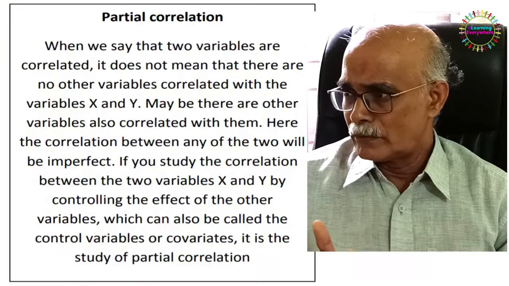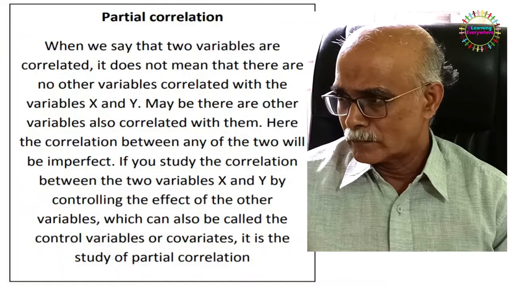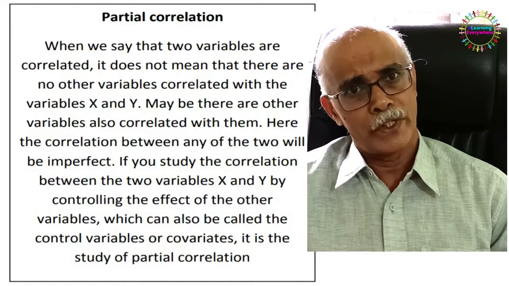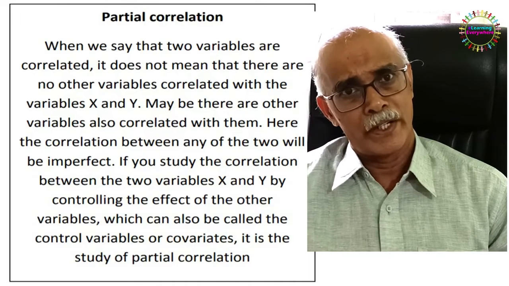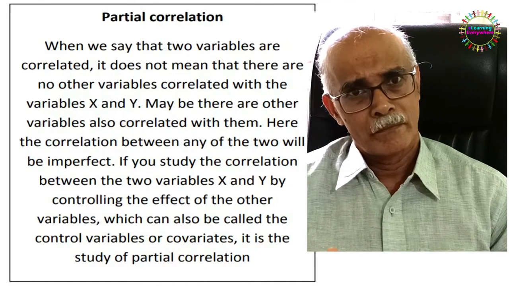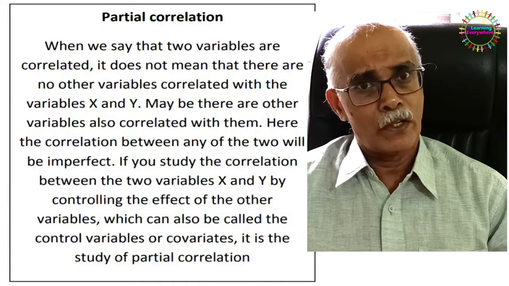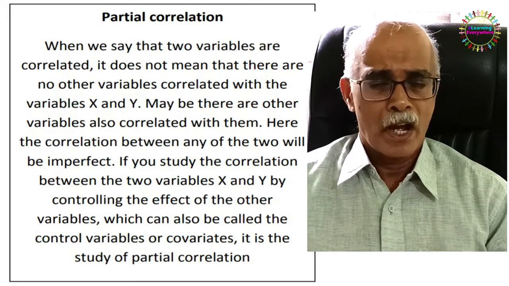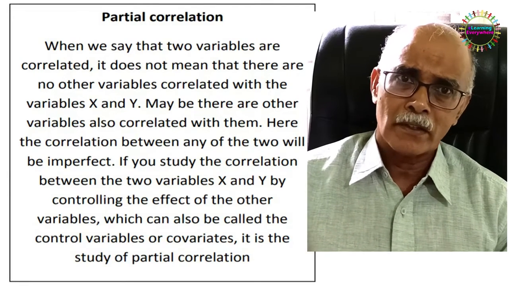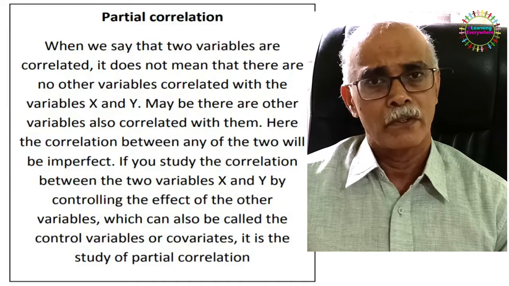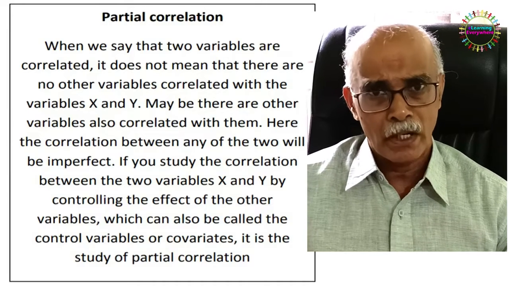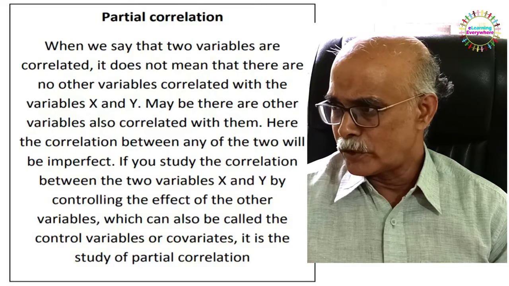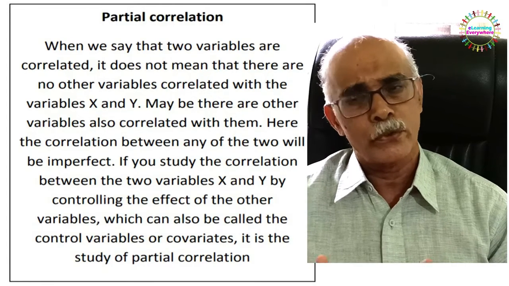And if you are studying the interrelationship between x and y by controlling or after controlling the third variable or after controlling the other variables, we call it partial correlation. It is the correlation between any two variables.